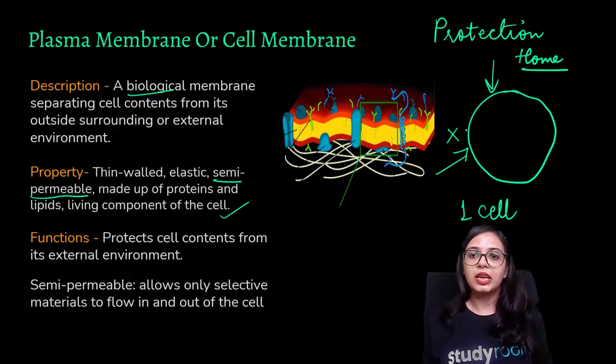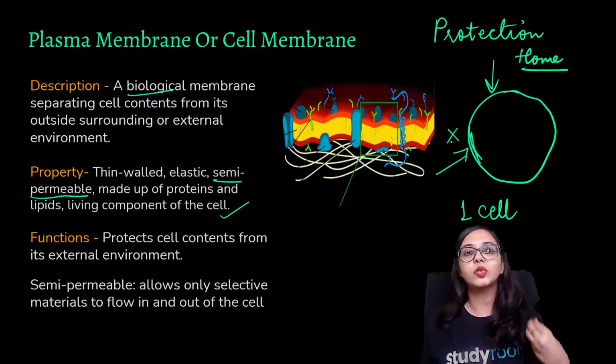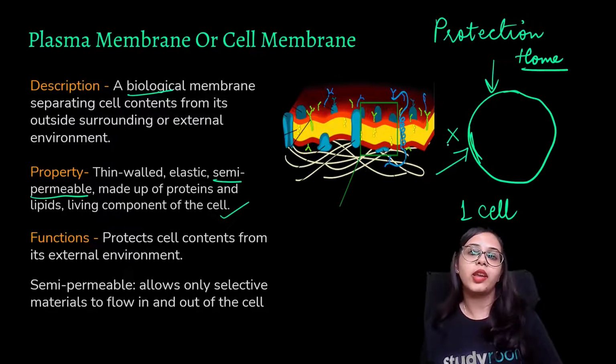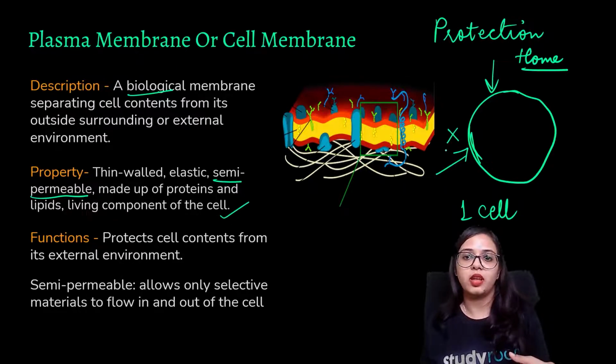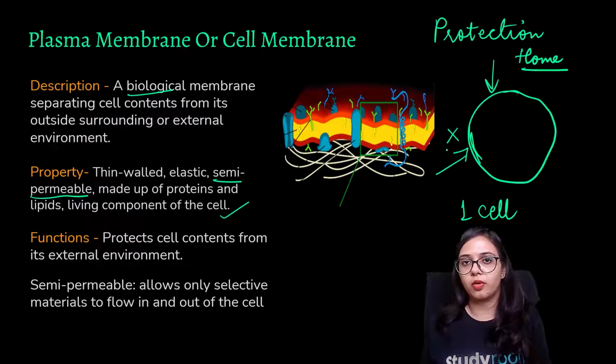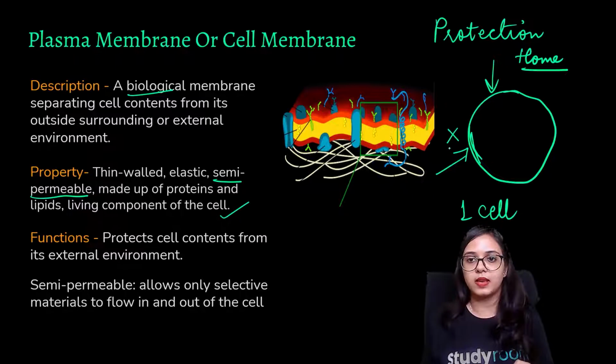The property that the cell membrane is semi-permeable in nature means that it allows only certain components to enter inside the cell. It's like when you're at your home and someone rings your doorbell and you don't want that uninvited person to come inside. So you may not open the door. You'll only open the door to those people whom you want to come inside.